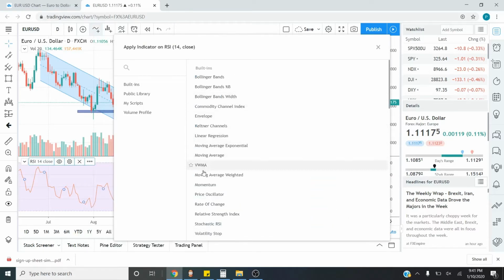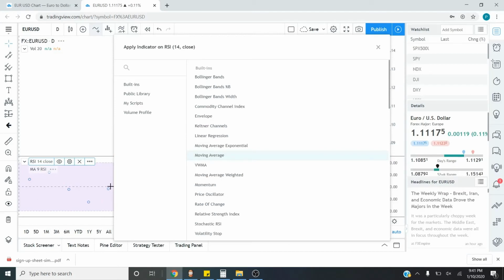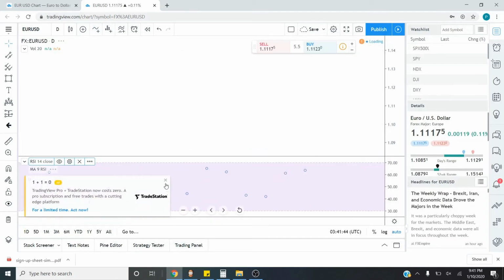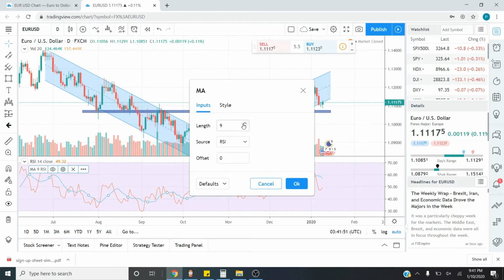And what I'm going to be looking for is a moving average. Now I'm going to go ahead and find the average of the RSI. Now you can go ahead and change the speed of it if you like with the settings button. And it changes it in real time, which I think is pretty cool, to be honest.